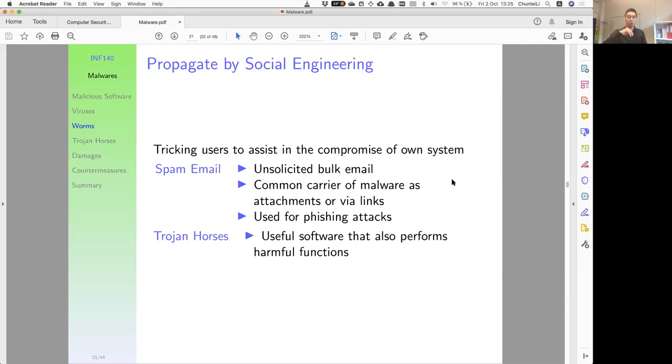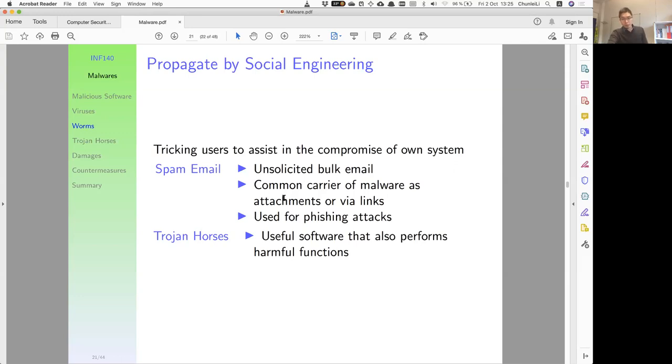Suppose the probability is, okay, 0.1% of users who receive this email will click on the attachment. Then if the attacker sends 100,000 or 1 million such emails, the number of victims is still quite big.